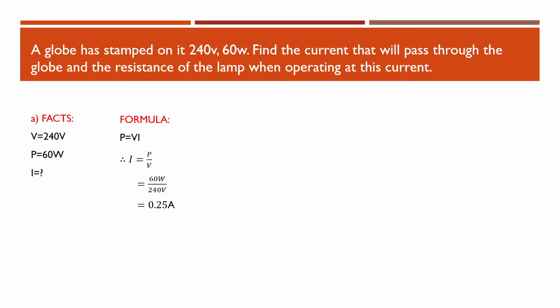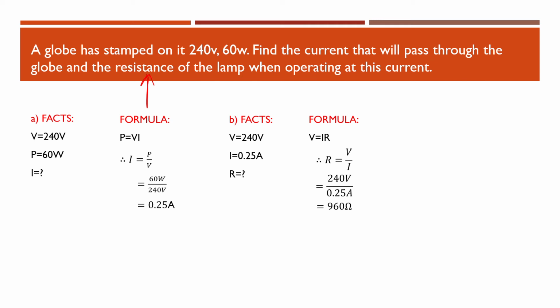Now, what I also want to figure out is the resistance. So R is my question mark. But I do know my current, and V equals IR. Using that equation, rearranging, R equals V over I, substituting in my values, I should get 960 ohms. So you really should be able to use all of those equations conjunctively, because you know so many facts.